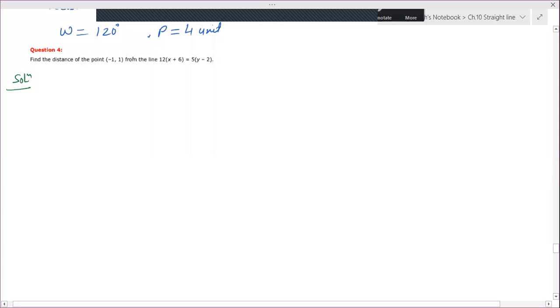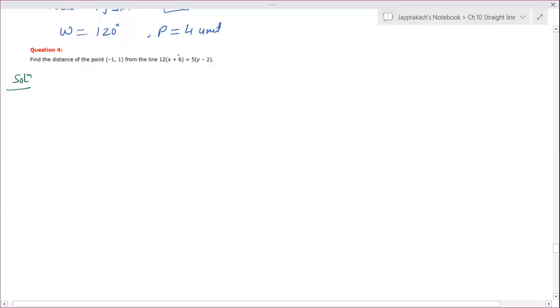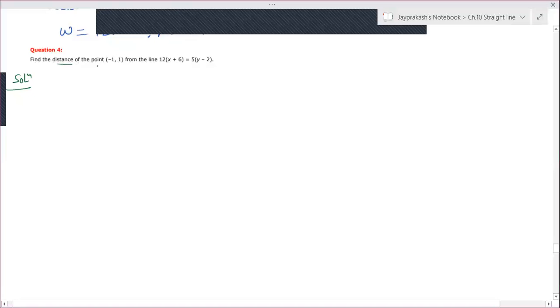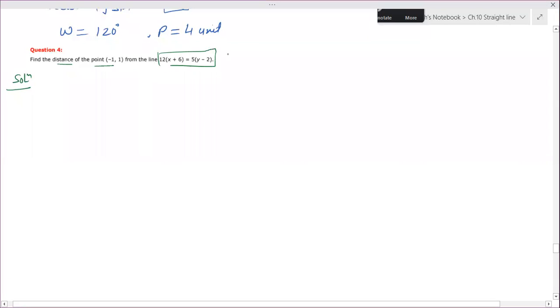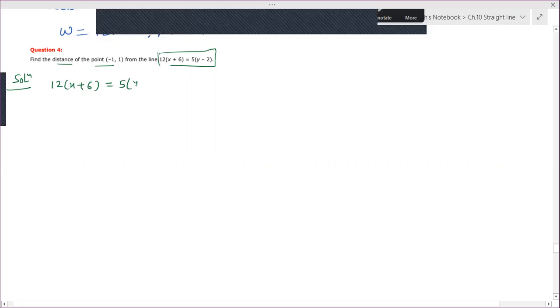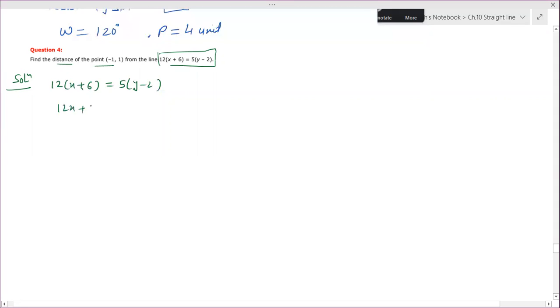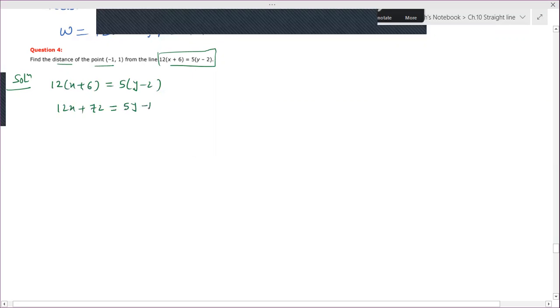Here we have to find the distance of the point from the line, but the equation of the line is not given in the standard form. So let's first change the equation of the line into the standard form. So it can be multiplied by 12 on this side and by 5 on this side. So it is 12x minus 72, and this side 5y minus 10.